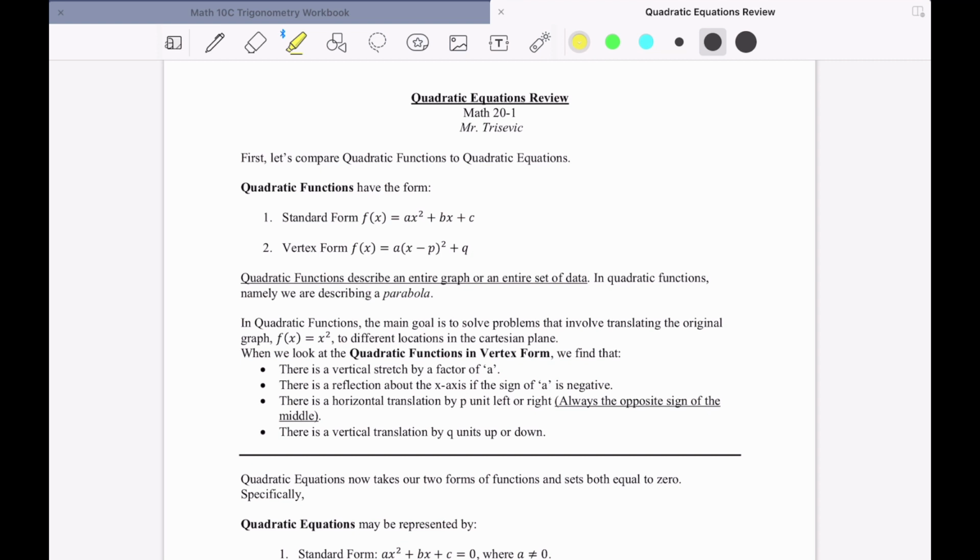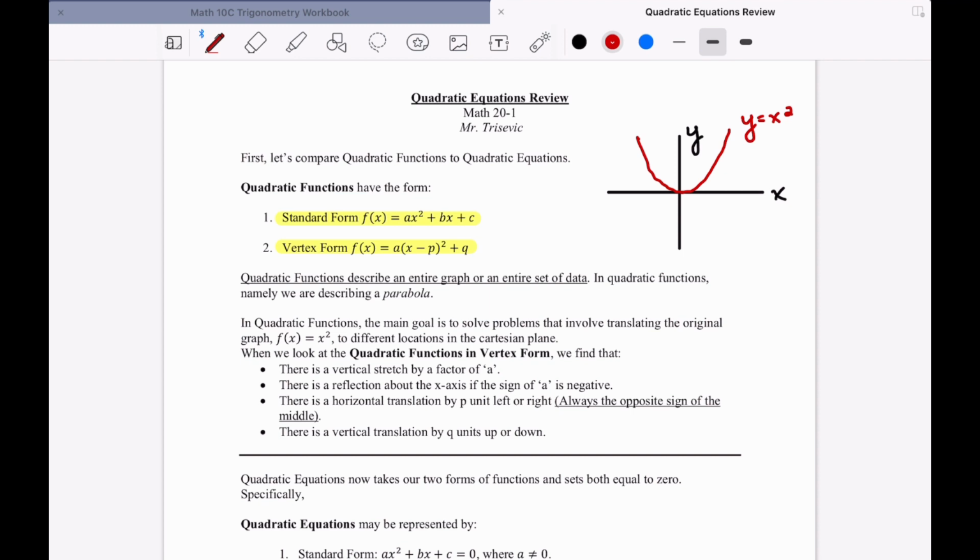When we dealt with quadratic functions in the previous unit, what we were really focusing on was this function set, either in standard form or vertex form, where either one represents the exact same data, but specifically what the functions are describing is an entire set of data or an entire graph. So if I draw a quick graph off to the side, where x is on the horizontal and y is on the vertical, then our parabola is as follows. Let's say we have the original graph, y is equal to x squared.